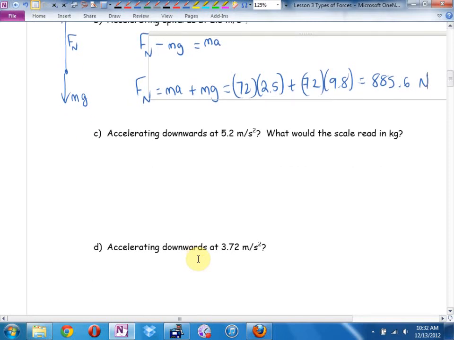C, same elevator question. We're accelerating downwards at 5.2 meters per second squared. What would the scale read in kilograms? Okay, this is a job for a free body diagram. What are the forces acting on this elevator person? Get the obvious one, Zach. Darn right.